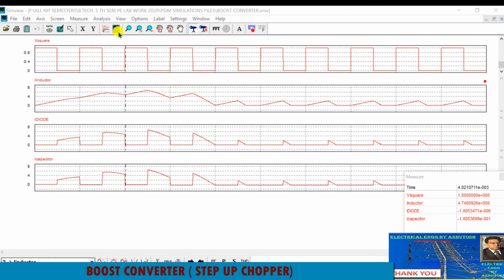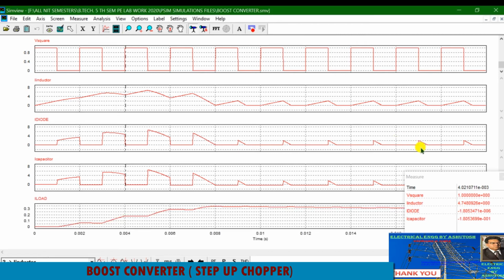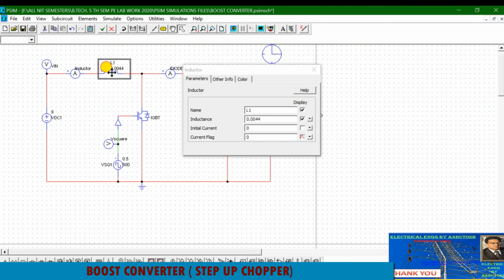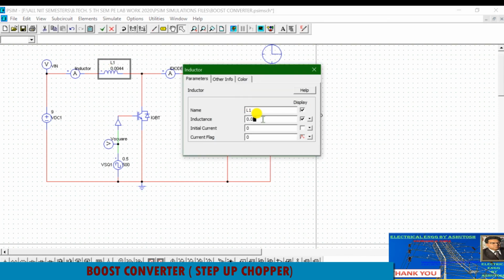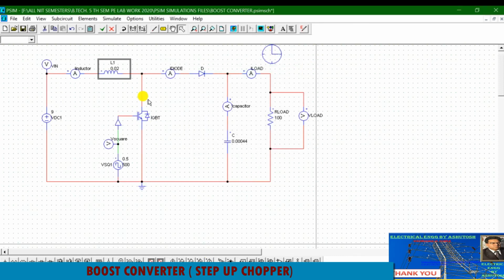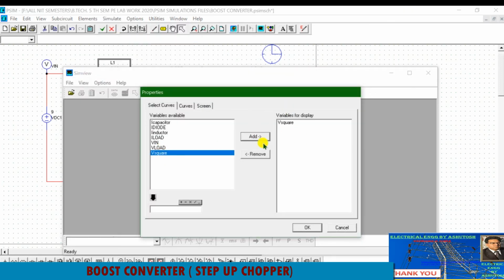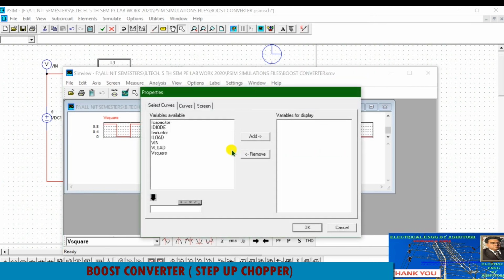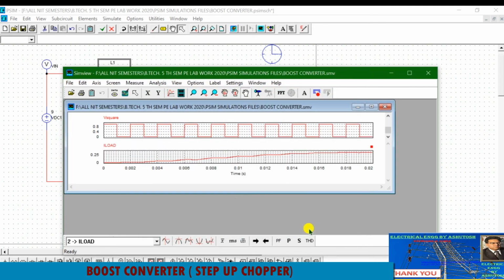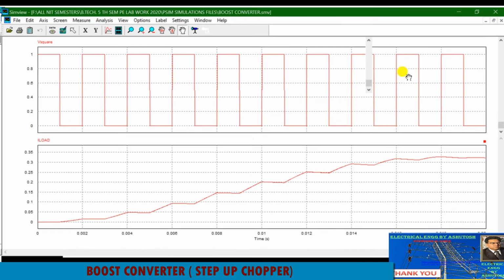And also you can see the output waveform, the load current. You can see this is the load current, and the load current becomes continuous when the value of the inductor increases. When you increase the inductance, it increases. Suppose you change the value of inductance to 0.02. Now you can see the inductor current becomes continuous load current. Okay, you can see here it becomes continuous.